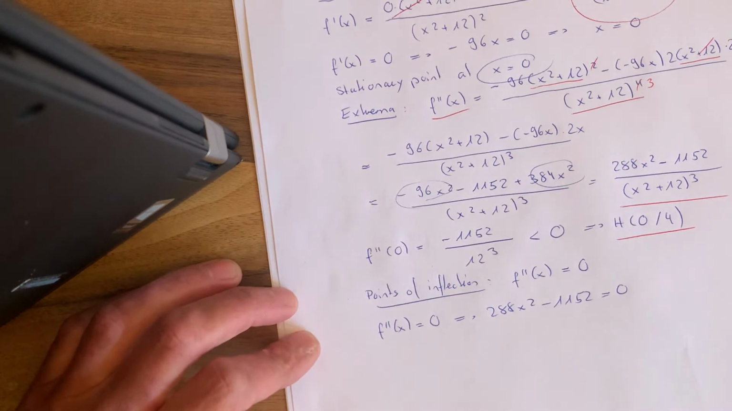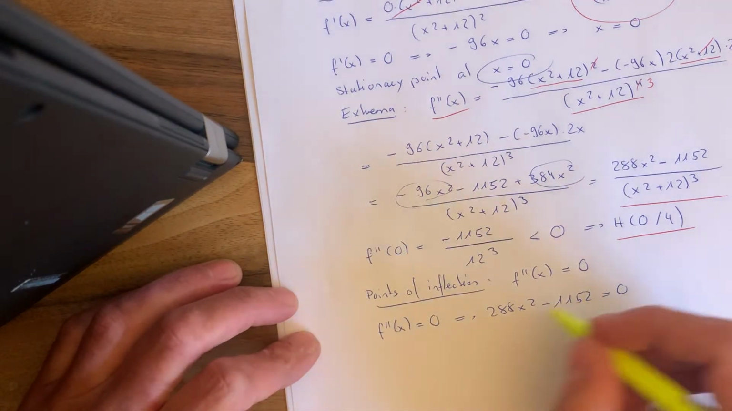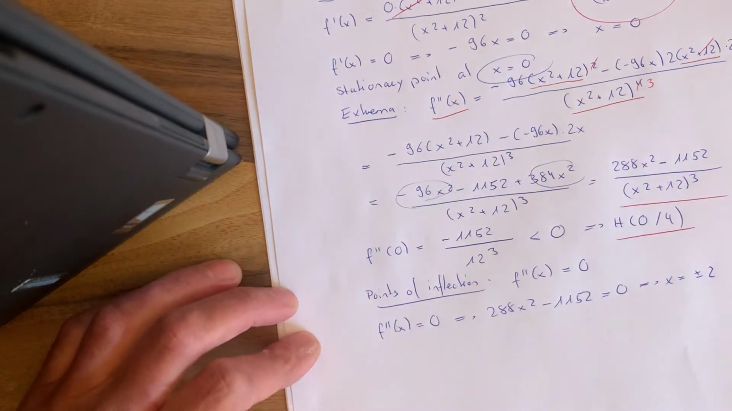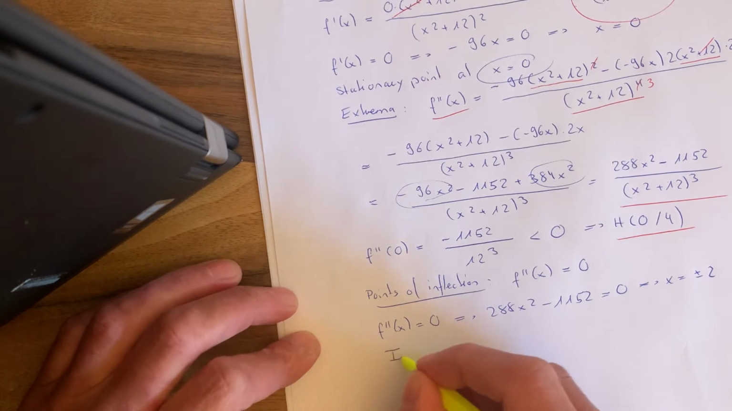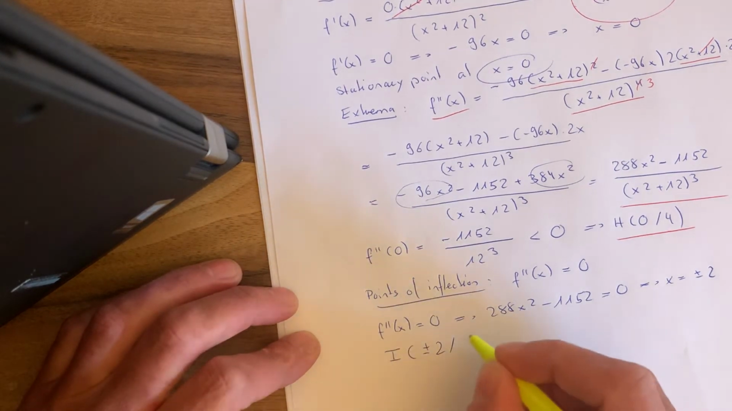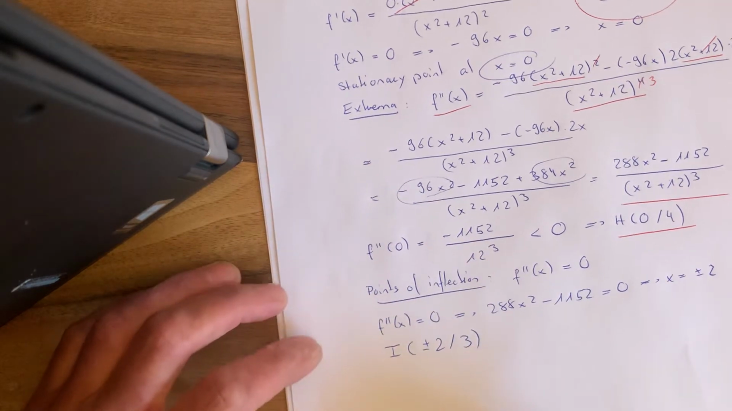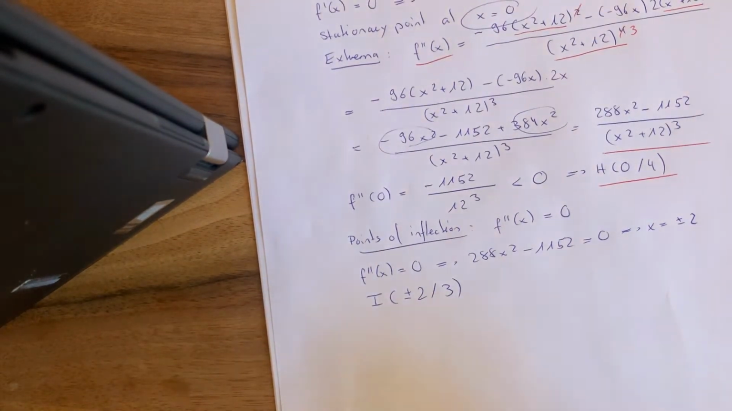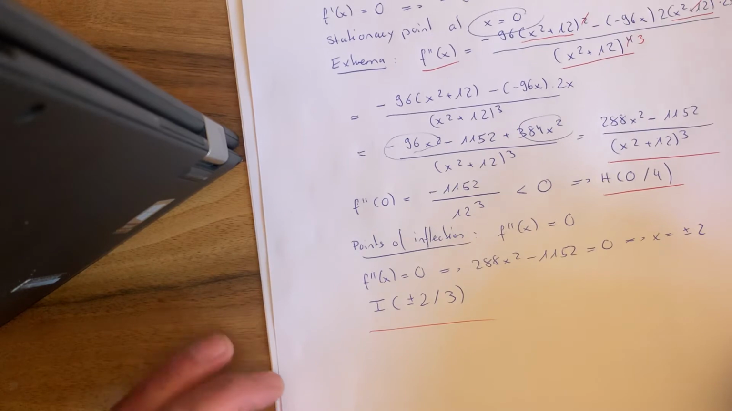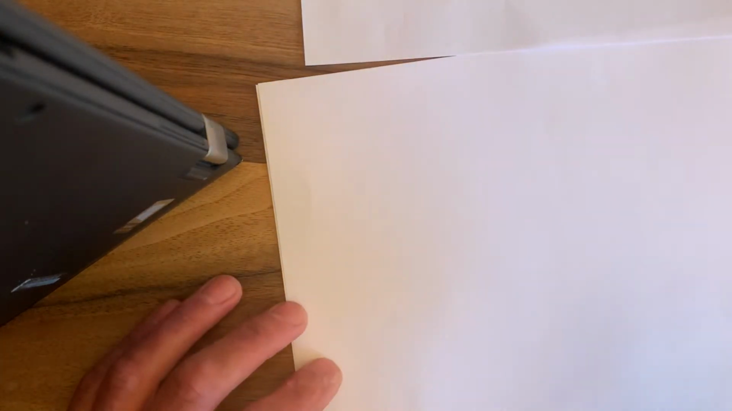Like this. And then we take the calculator, for example, and solve for x, leading to x equals plus minus 2. So we have 2 points of inflection at plus and minus 2, and the y-coordinate is in both cases just 3. So this was the first part, curve sketching.